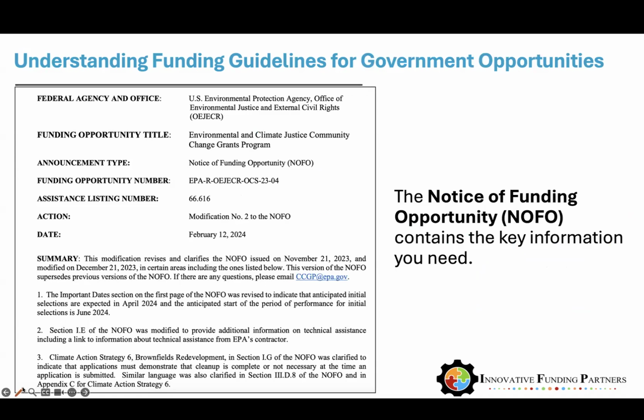Now, we're pivoting into government opportunities, okay? Understanding funding guidelines for federal and state opportunities. For federal and state opportunities, you will have to receive and look through a notice of funding opportunity, which is what we refer to as a NOFO. All of the information that you need is in this NOFO.